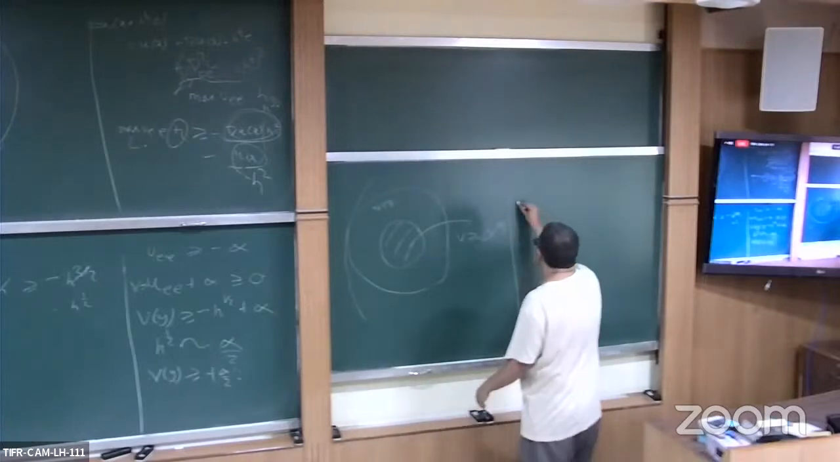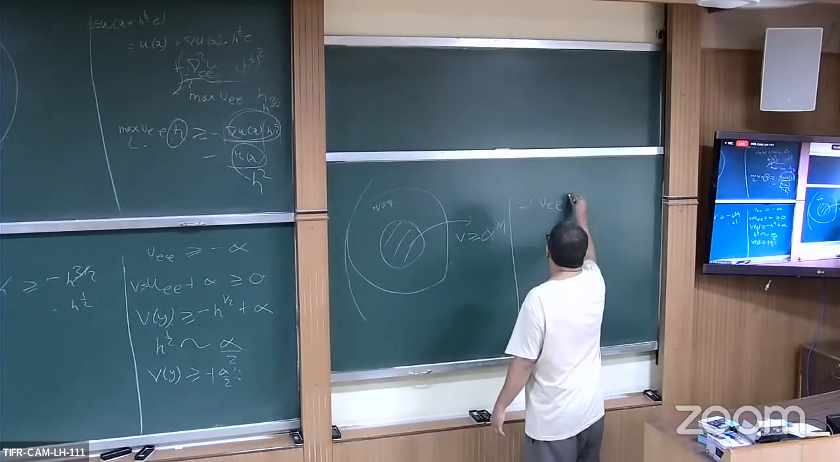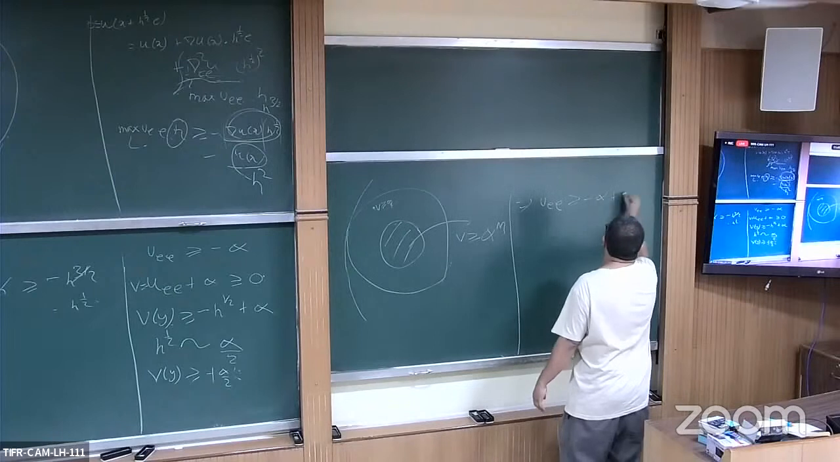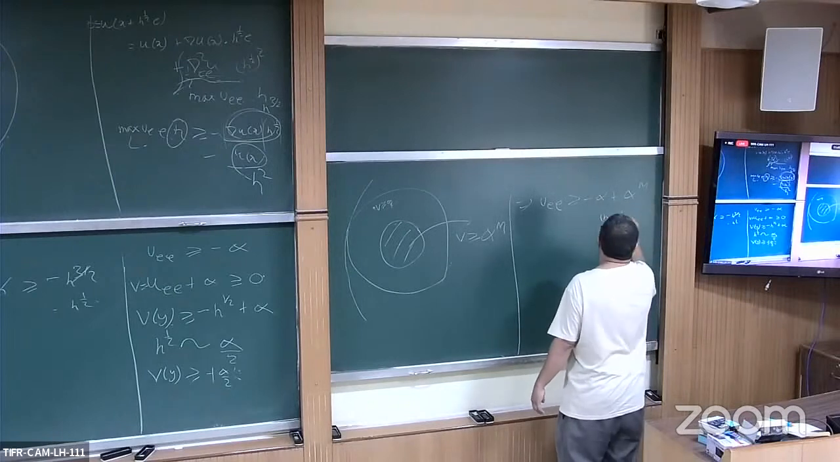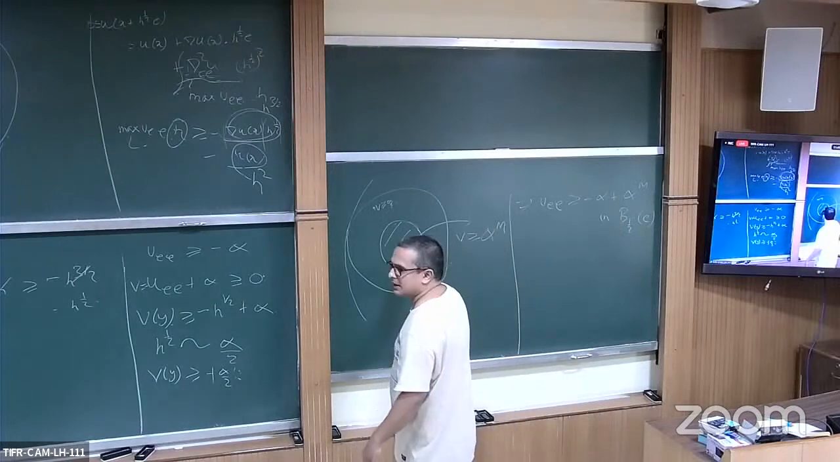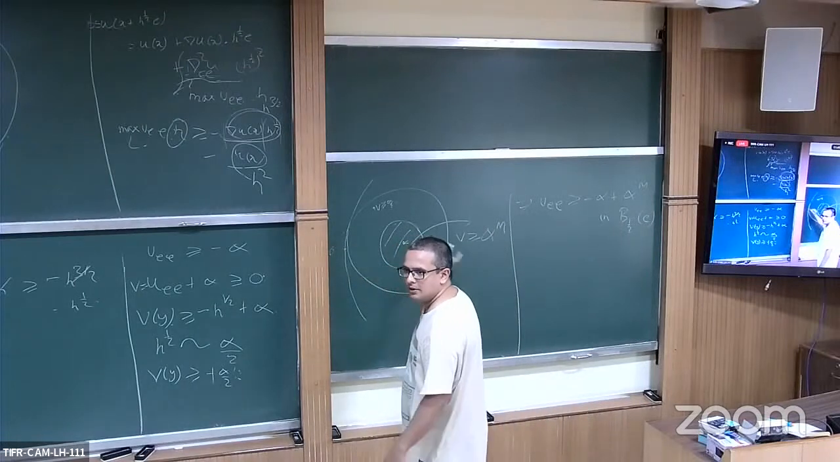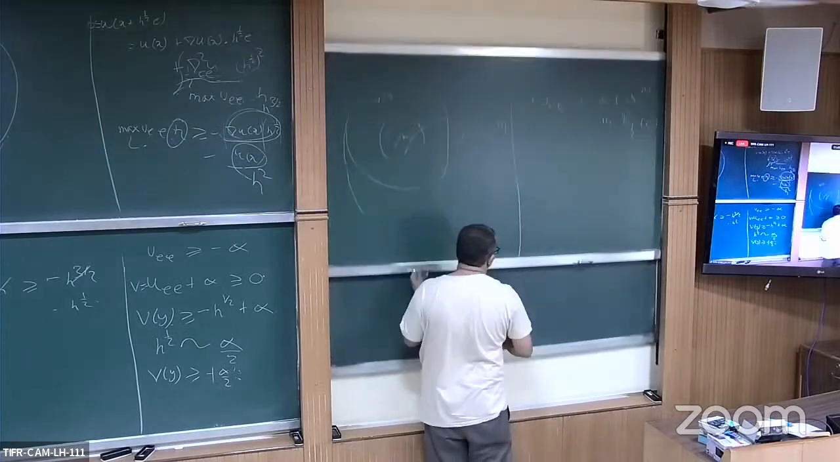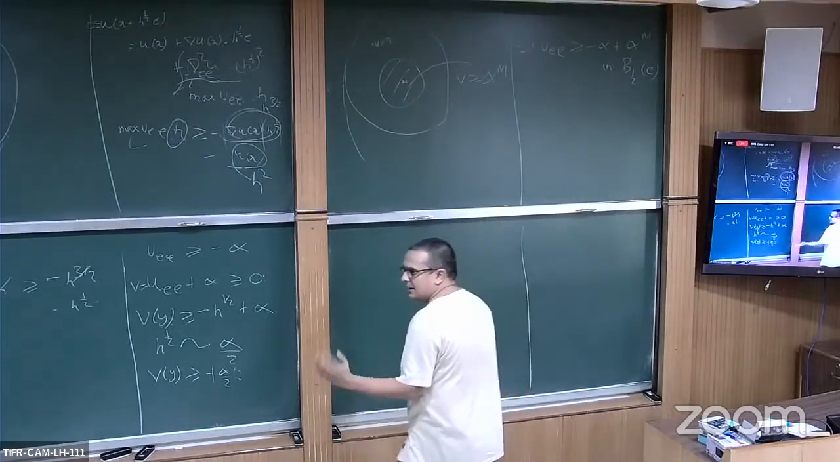Or said differently, this implies that UEE is bigger than or equal to minus alpha plus alpha to the m in B half. Half of some E. So E is some center point. This is 0, this is E. Okay? And now, because this is a scale invariant estimate, I can state it in the following way.